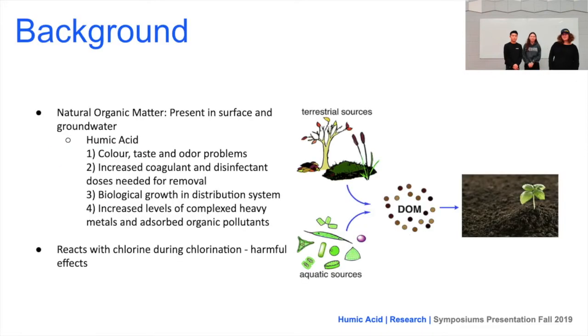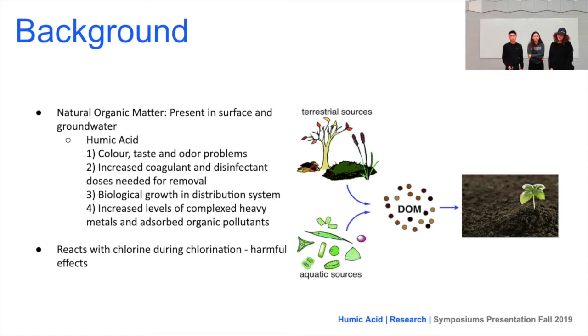Okay, so first we're going to tell you a little bit about what humic acid is. Humic acid belongs to a group called dissolved organic matter, which constitutes a large part of natural organic matter. Basically, humic acid is the result of plant and animal decay, and it collects in soils, and soil runoff falls into the water, and that's how it ends up in rivers and streams. Humic acid is essential for plant growth.